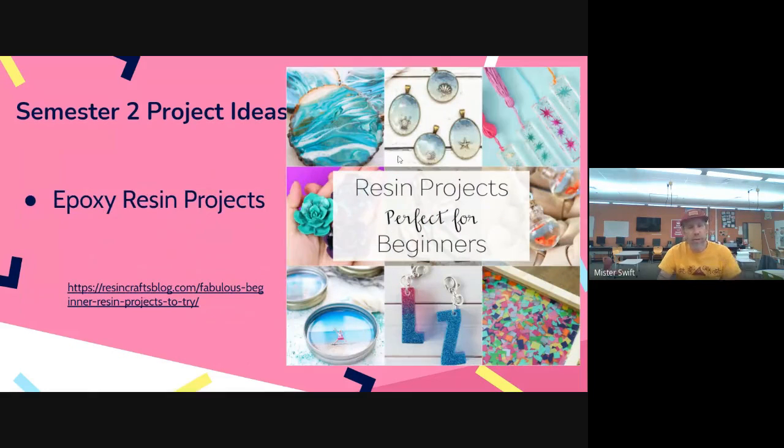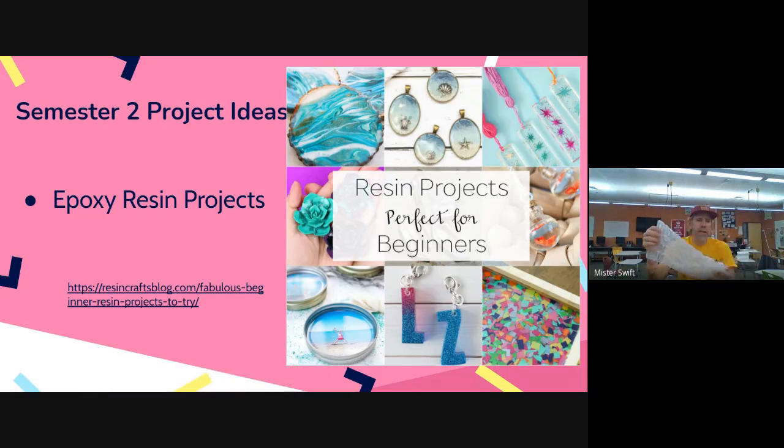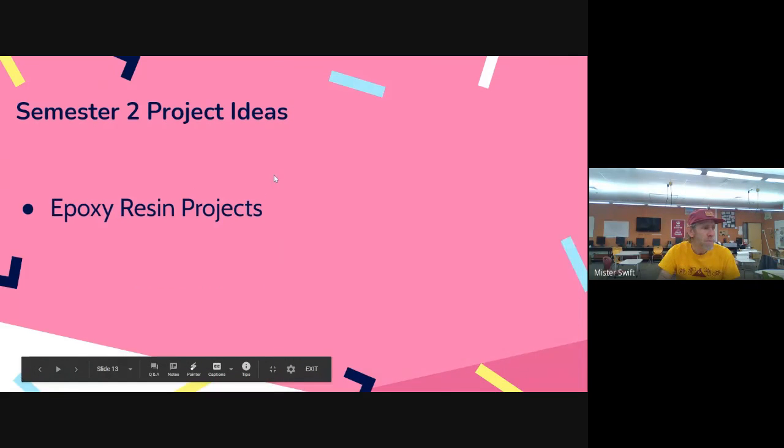I've got a lot of different resources. The internet's full of different ideas. Another one is a bookmark. You could easily take one of these shapes and put some color in it and turn it into a bookmark. Or there's the L and the Z. I've got those molds right here. You could do either earrings or keychains with those letters. So let me know when you're ready to do that.